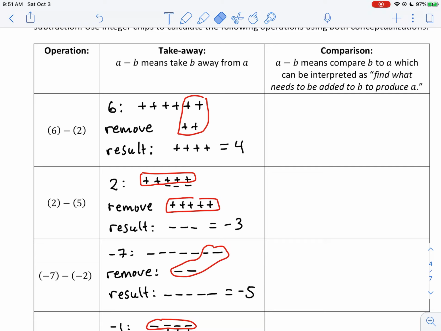So when I see 6 minus 2, I'm saying, okay, what do I need to add to 2? 2 plus what will give me 6? And we're going to use integer chips to model this. So we're going to do a representation of 2, which is a plus plus, a representation of 6, which is a plus plus plus plus plus plus, and then just put them side by side and say, okay, the question mark is going to be answered by what needs to be put right here, so that I've changed 2 into 6.